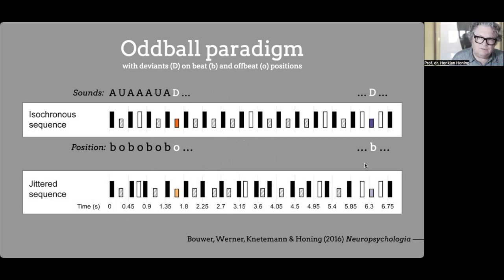Using this description, we generate a stream of events, a rhythmic sequence, and we present those in two conditions, an isochronous condition at the top and a jittered condition. Both have the same events in the same order, only the timing is different, being isochronous in the top one, allowing for a beat to be induced, and disallowing beat and bass perception in the jittered condition.